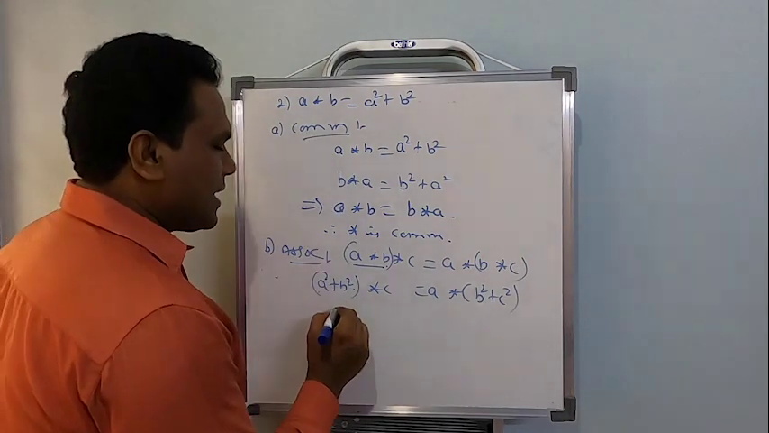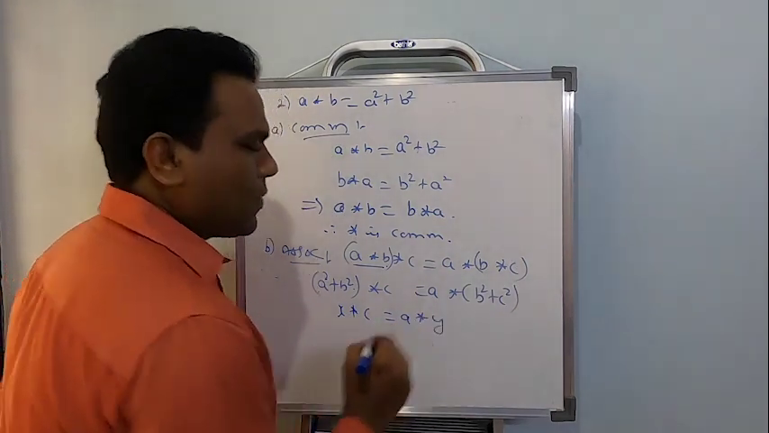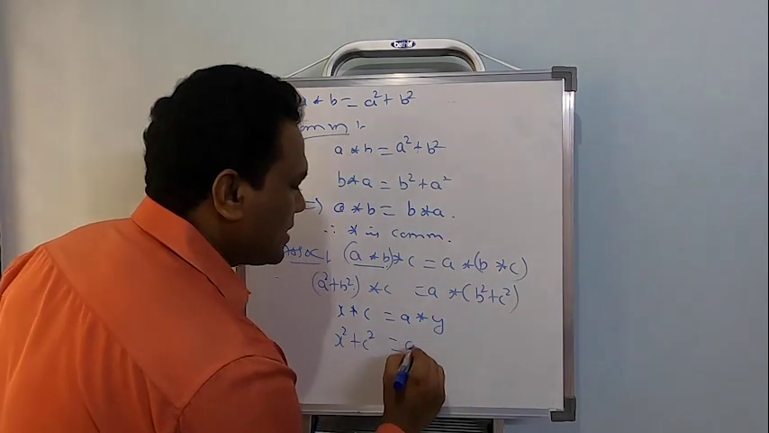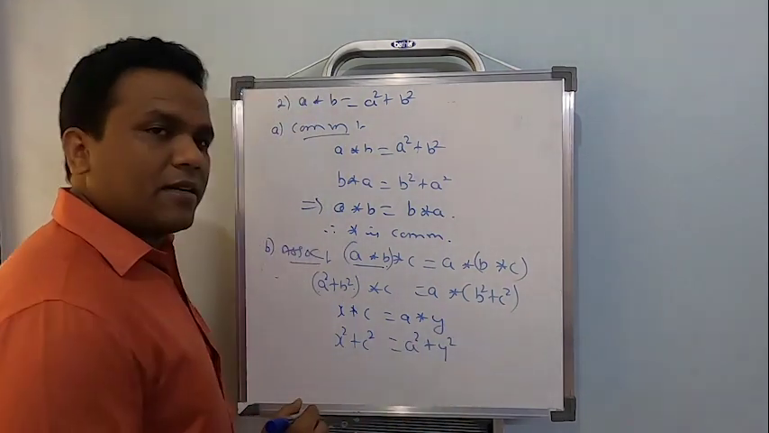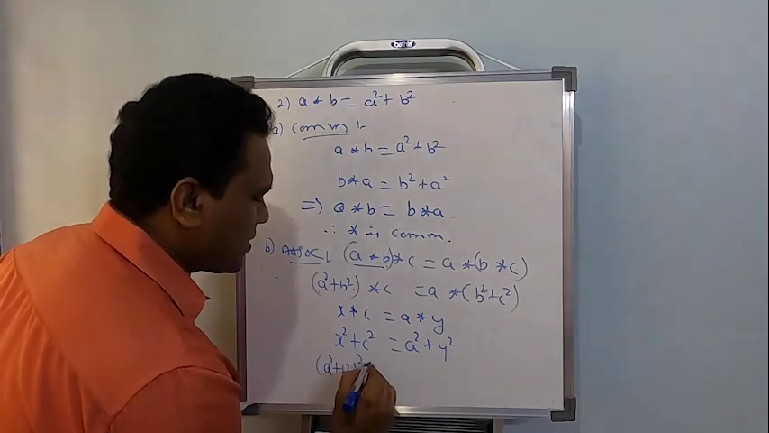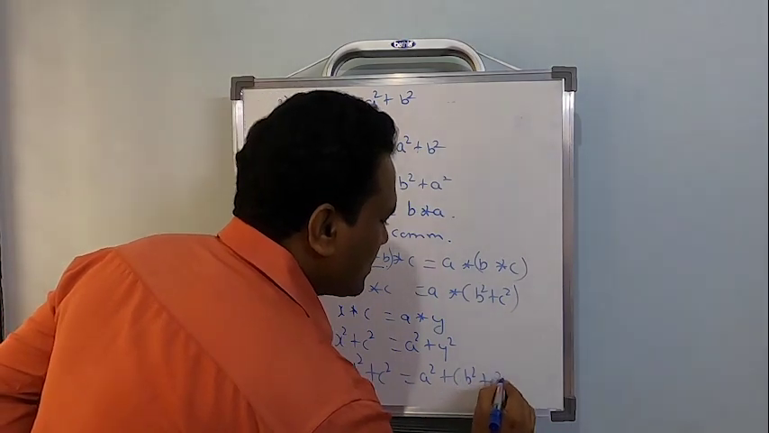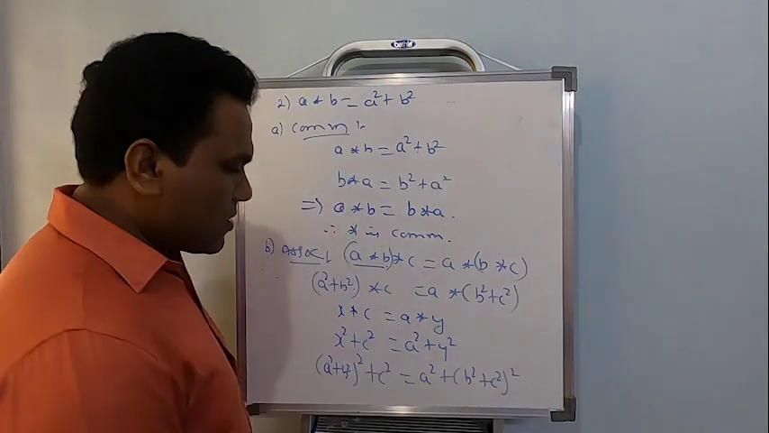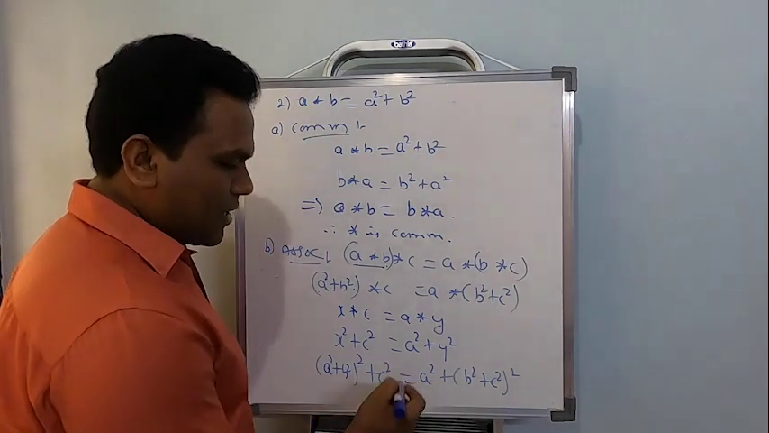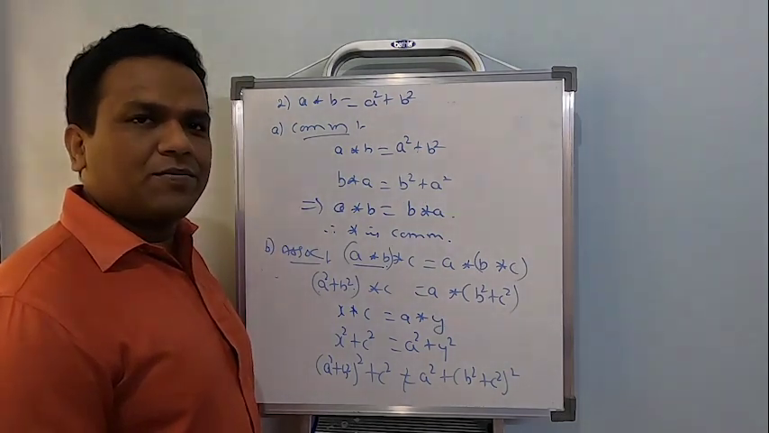Now A square plus B square is X, X star C equal to A star Y. So what is X star C? X square plus C square, and this will be A square plus Y square. Substitute for X and Y. So X is A square plus B square, the whole square, plus C square, equal to A square plus (B square plus C square) square. Certainly these two quantities can never be equal. Just expand and check if you want. So directly you can say this is not going to be associative.